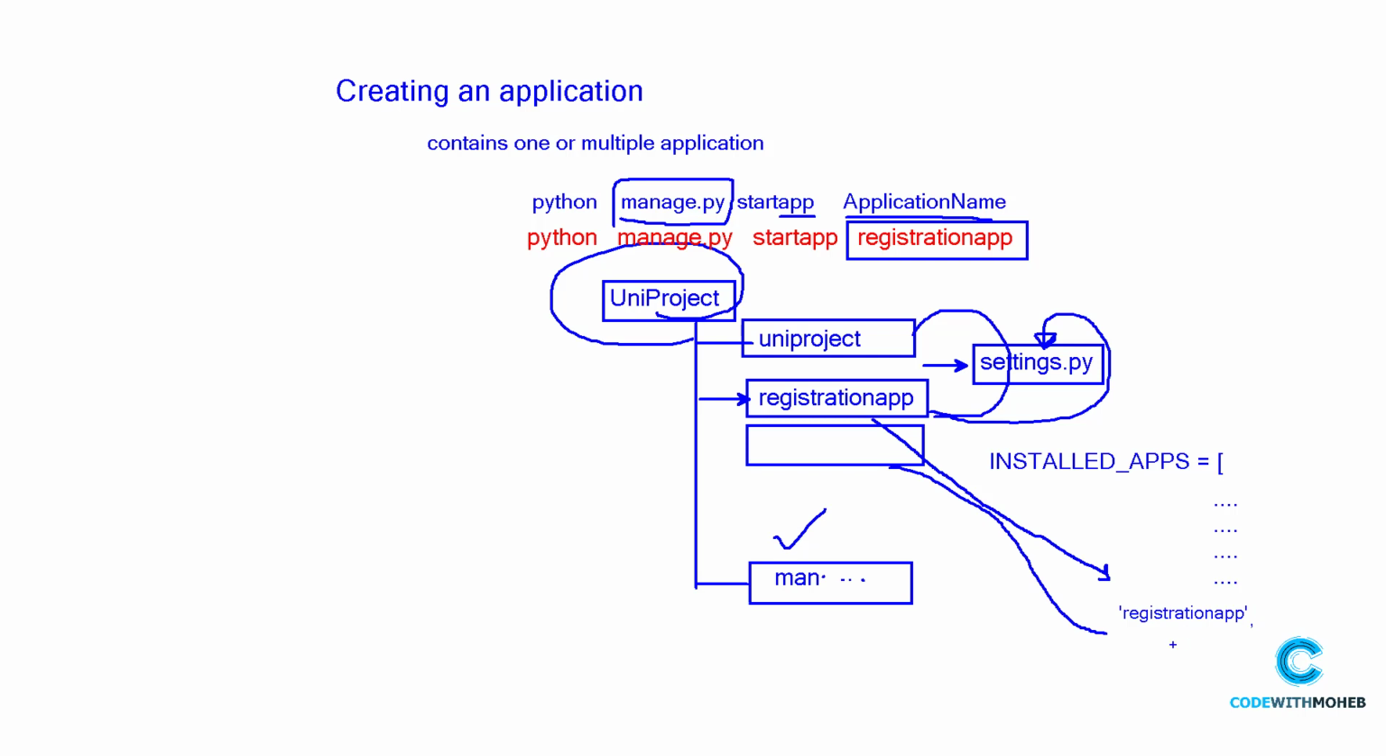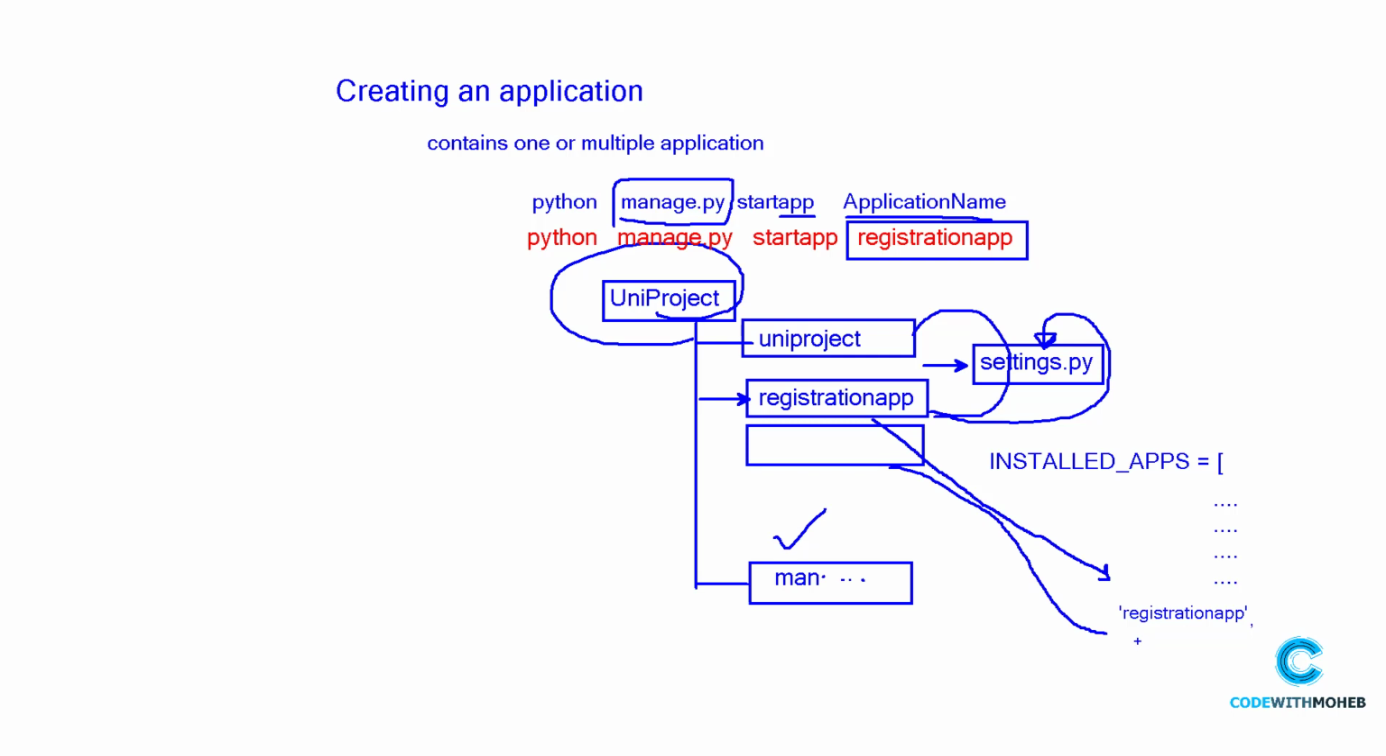Then we write the second name and third and so on. As many applications as we have, we can add them here. Then save the file and you can run the server to see that the application has been installed successfully. So this was all about the theory of how to create an application and how to install or add an application inside a Django project.